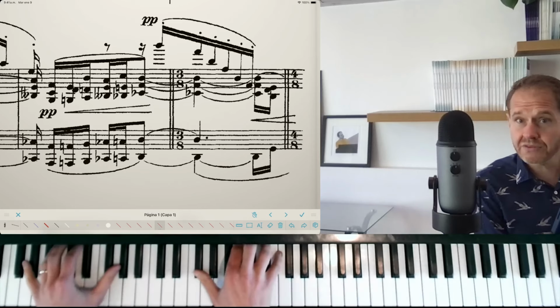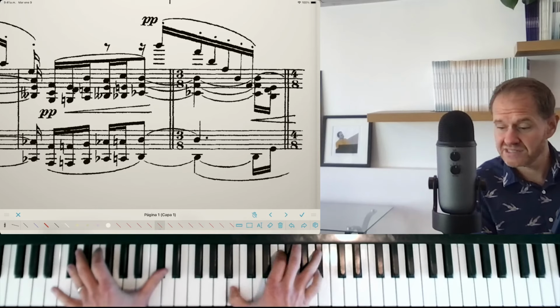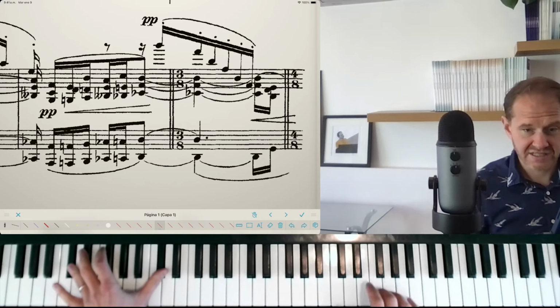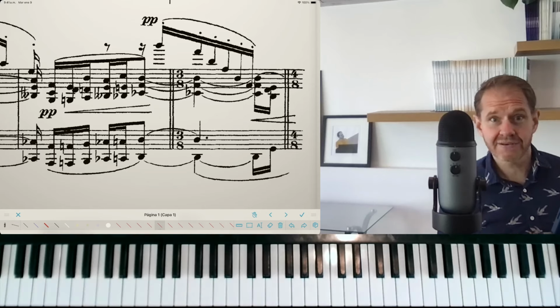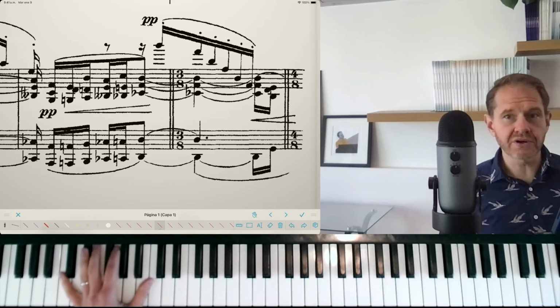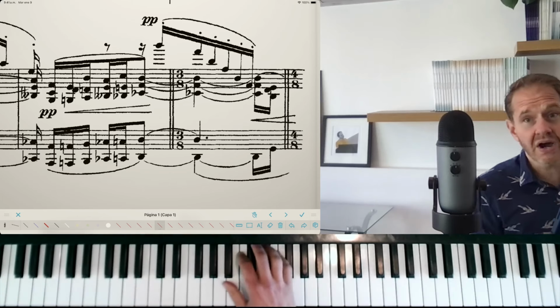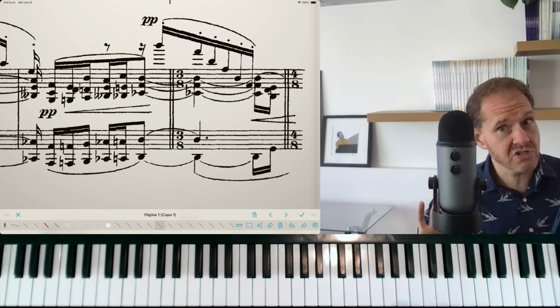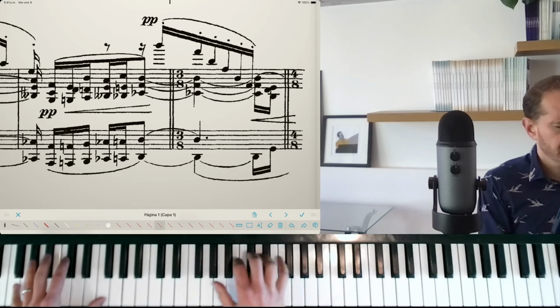So here's how the original actually sounds. Really beautiful, actually. So what if I try to do something similar using C Dorian? I'm not going to go up by half steps because that's not going to be within C Dorian. I'm going to try to stay within the mode. So let's see.